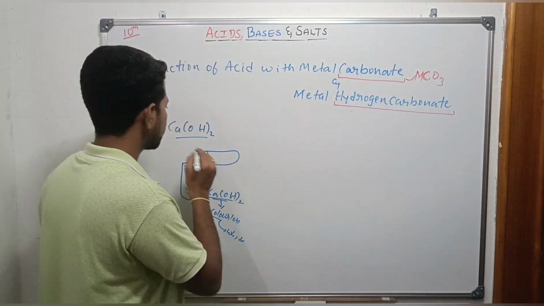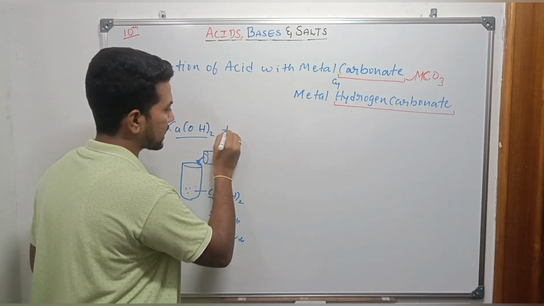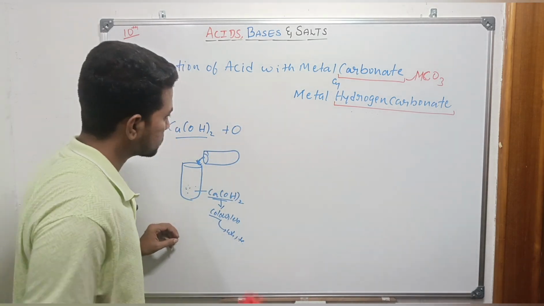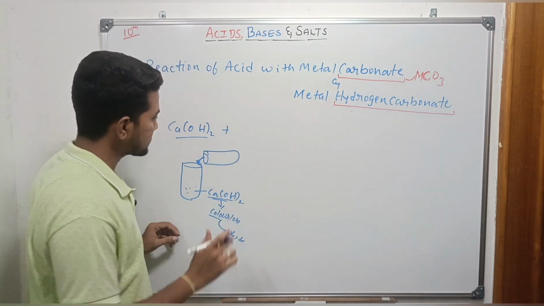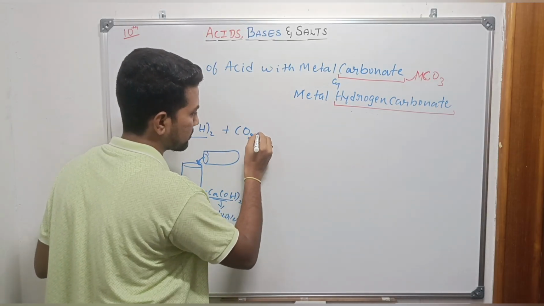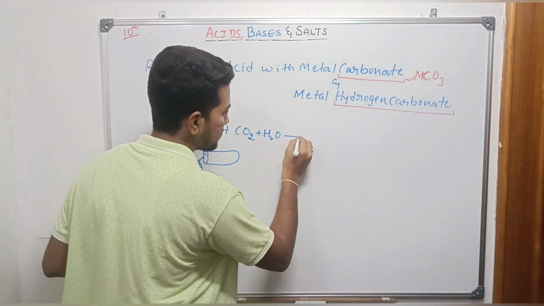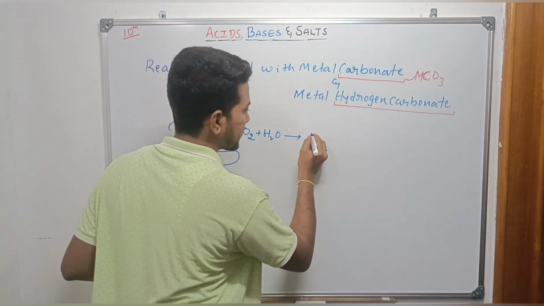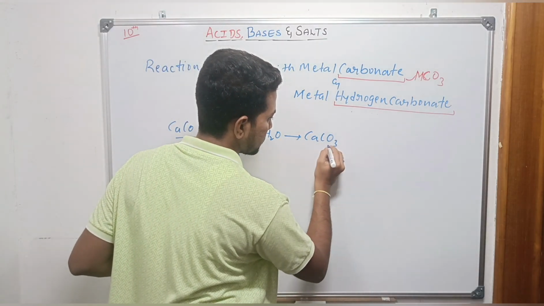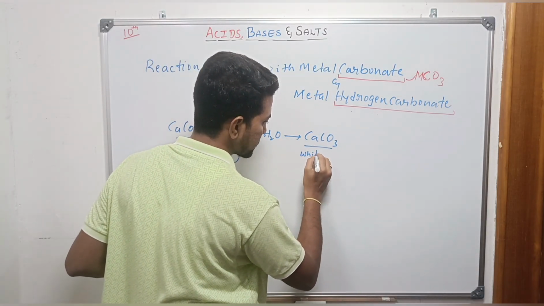So what happens is, the calcium hydroxide reacts with carbon dioxide gas and there is a formation of calcium carbonate. This is the white precipitate.